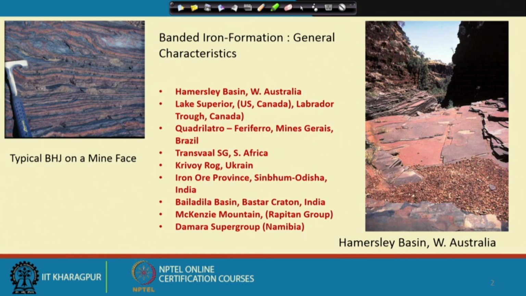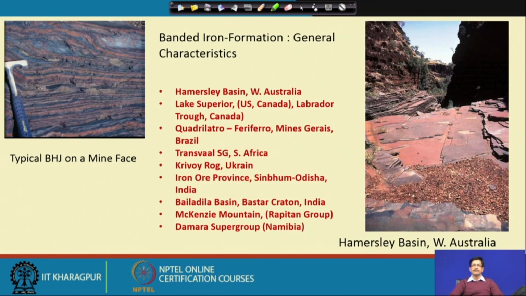They are distributed, as I told, in most of the older cratonic blocks, Precambrian cratonic blocks like Western Australia, the Hammersley Basin, the Superior Province in Canada, Labrador Trough in Canada, the Quadrilatero Ferrifero in Minas Gerais in Brazil, the Transvaal Supergroup in South Africa, Krivoy Rog in Ukraine, and the Iron Ore Province in the Singhbhum-Odisha region in India, Baladila Basin, the Rapitan Group in the Mackenzie Mountains in Canada, and the Damara Supergroup in Namibia.